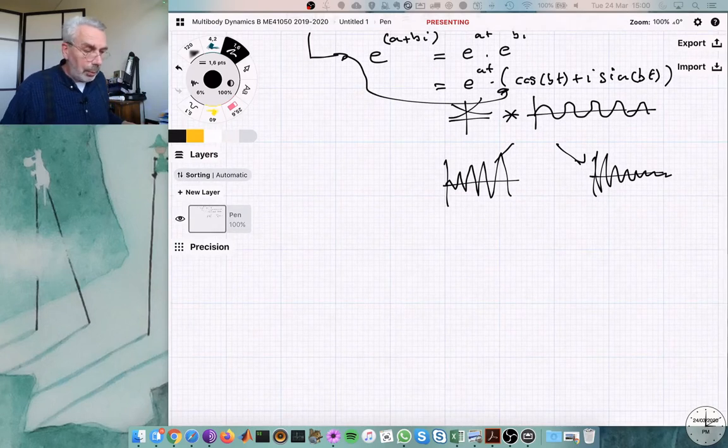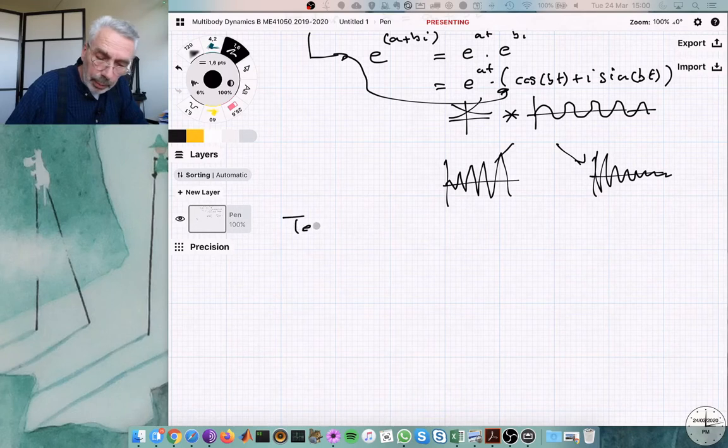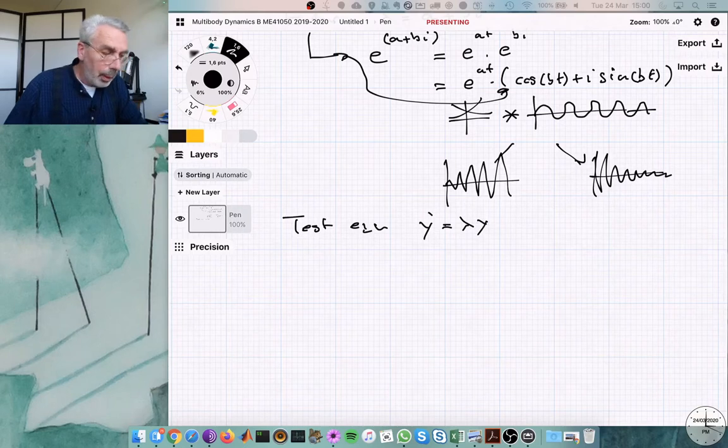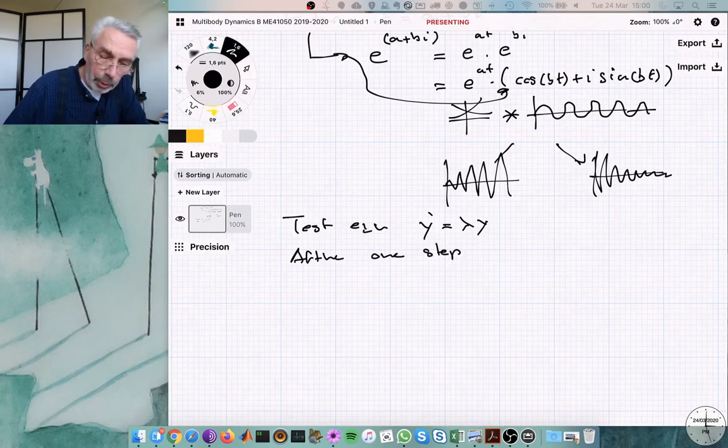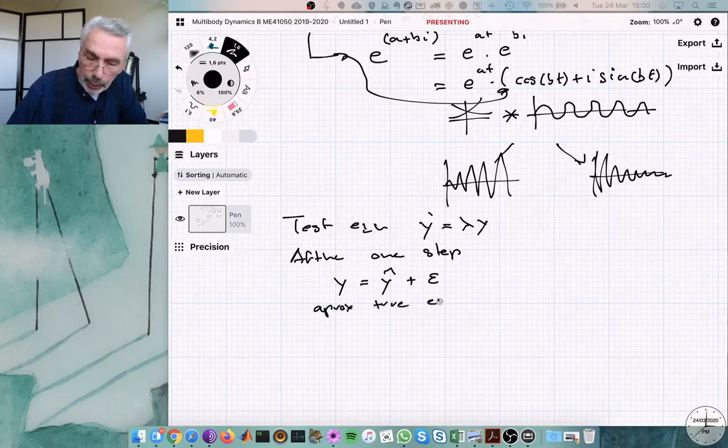Now what do we do with the test equation? So again, the test equation is y dot is lambda times y. Then after one step, what happens? So we have a solution, and that's the true value plus some error, right? So this is the approximate solution, this is the true one, and this is the error we make. And now we are interested in what happens with the error. And of course, we can take this same equation and put a dot on top. Y dot is just the true y dot plus the epsilon dot.